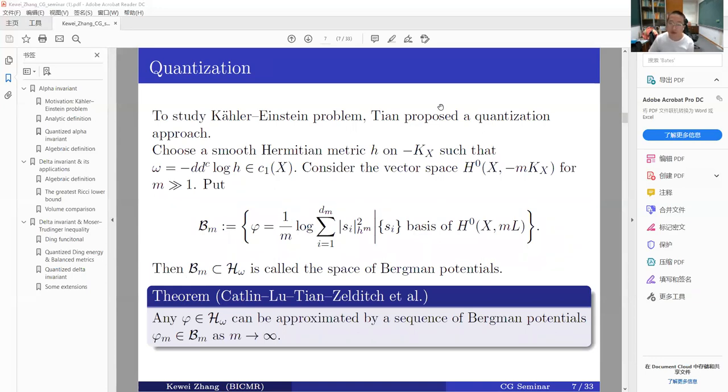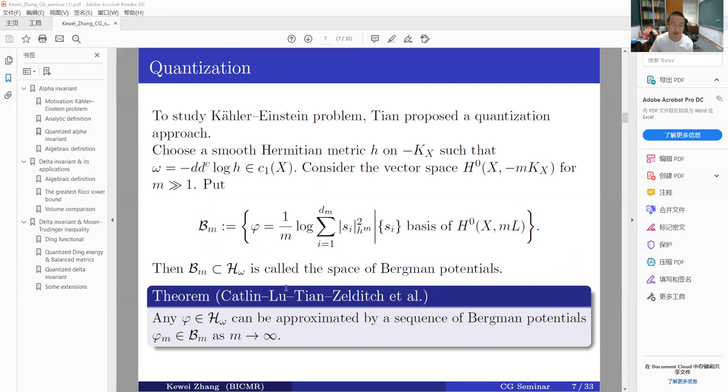an invariant, Tian proposed a quantization approach. Basically, you can consider the following Bergman space. The rough idea is that one can approximate everything using Fubini-Study metrics. More precisely, you can consider this vector space for large m, and you can take any basis from this space, then this will induce an embedding of your manifold into projective space. Then you can restrict the Fubini-Study metric in the projective space to the embedded manifold, then this will give you a family of metrics when you change the basis. So this space is called the space of Bergman potentials.